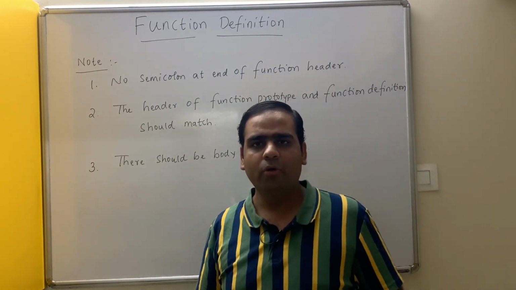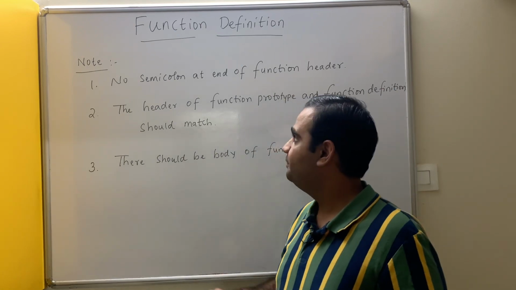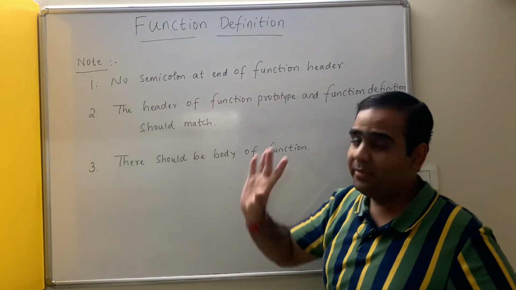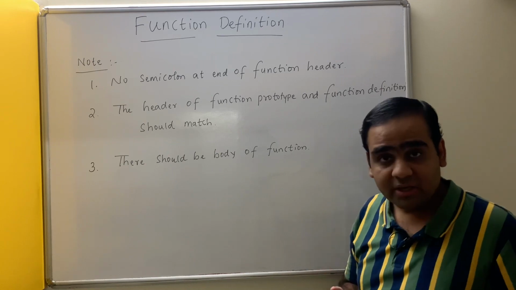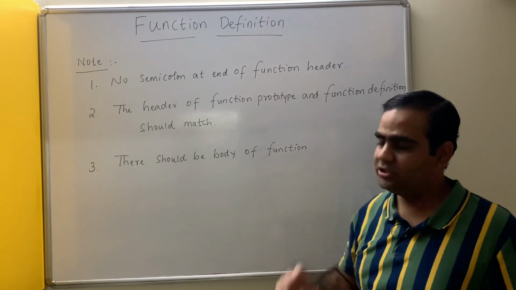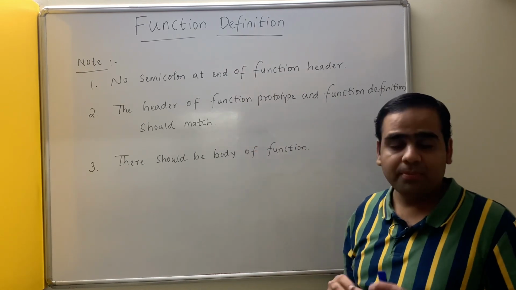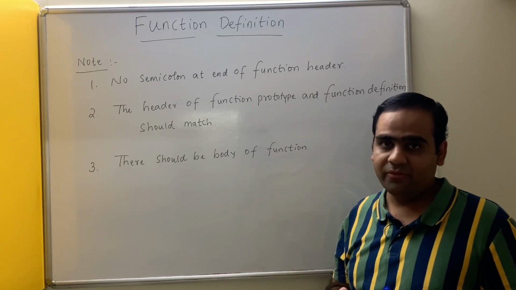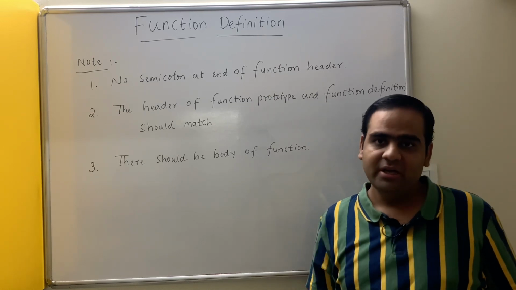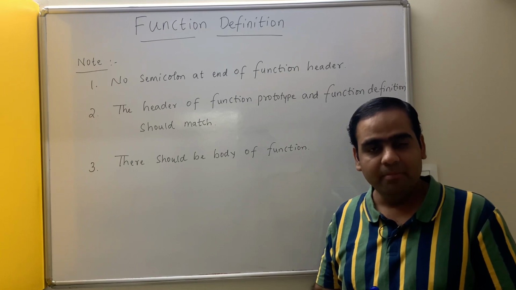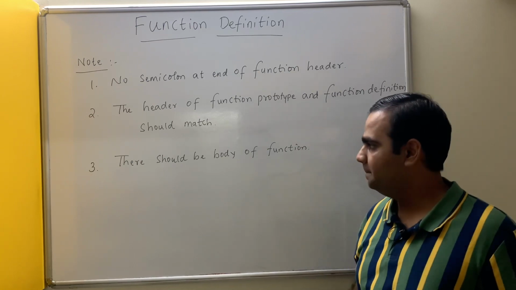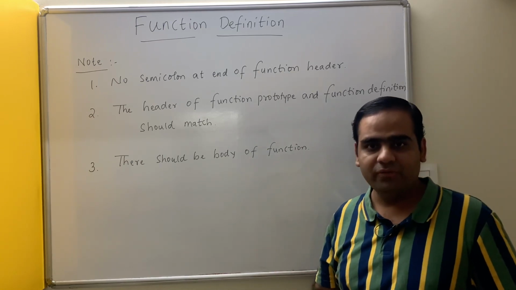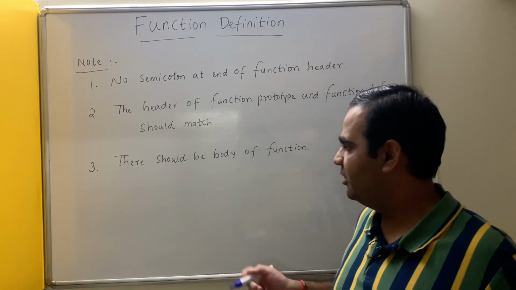Let us see some of the points with respect to function definition. There should not be any semicolon at the end of the function header in case of function definition. The header of the function prototype and the function definition must match. If there is a mismatch, then it gives a mismatch-in-prototype error, and there should be a body of the function. Let's take an example.